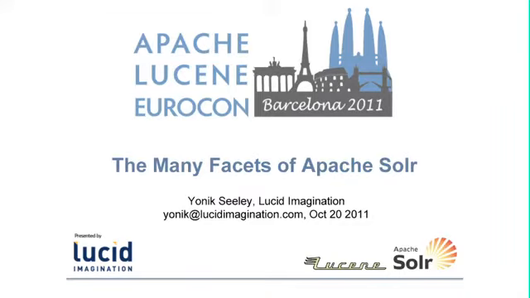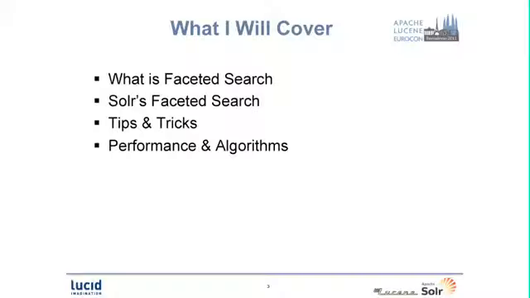I created Solr way back in 2004, while working for CNET Networks, and CNET had the foresight to contribute it to Apache. Then I helped co-found Lucid Imagination in 2007 to be the commercial voice behind Lucene and Solr. I'm going to be talking a little bit about what faceted search is, how Solr implements it, some tips and tricks surrounding it, and also some of the algorithms and the performance characteristics that we use behind the scenes.